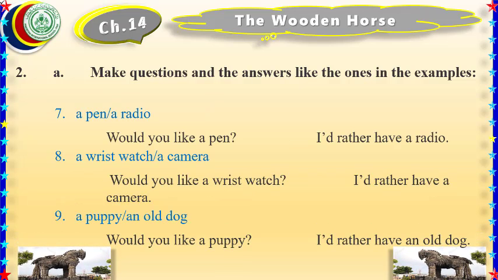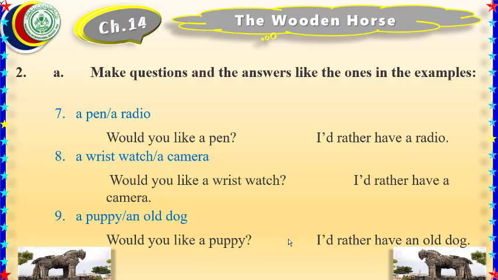Part number 7. A pen or radio. Would you like a pen? I'd rather have a radio. A wristwatch, a camera. Would you like a wristwatch? I'd rather have a camera. A puppy, an old dog. Would you like a puppy? I'd rather have an old dog.